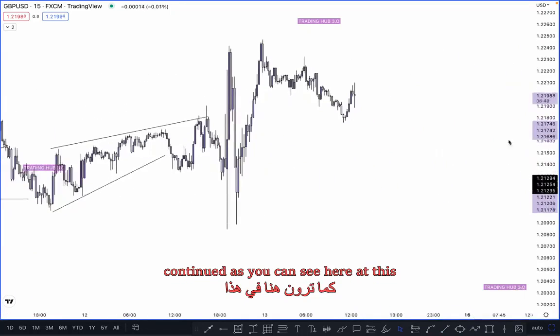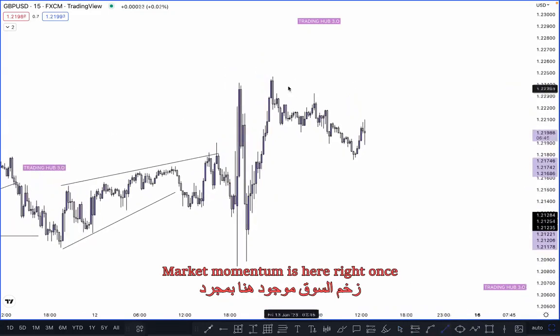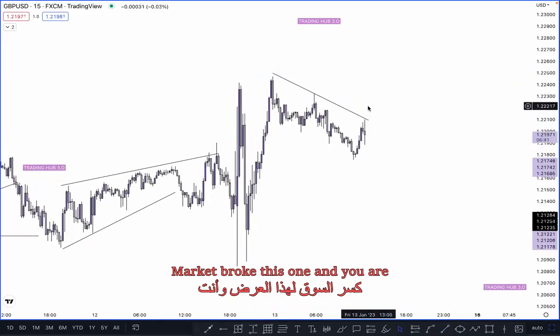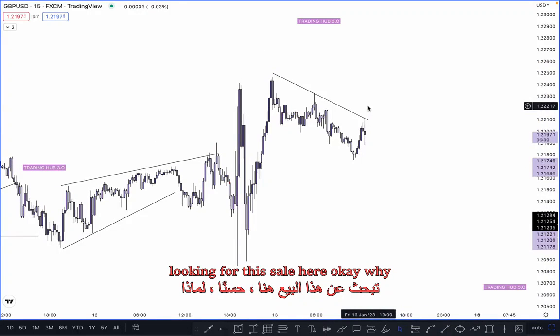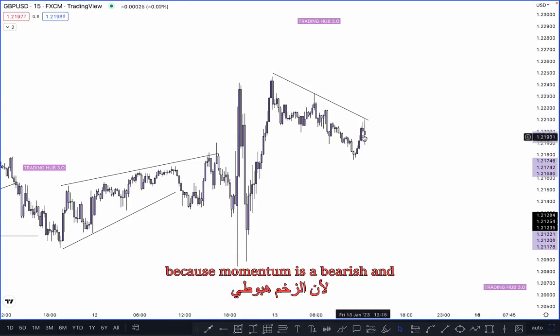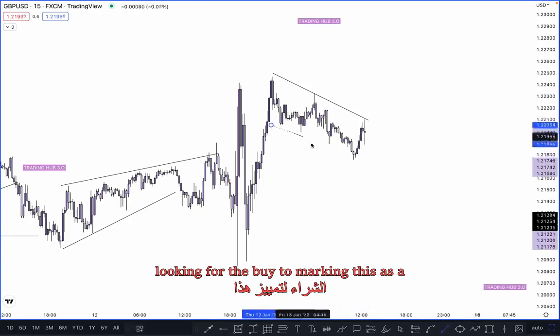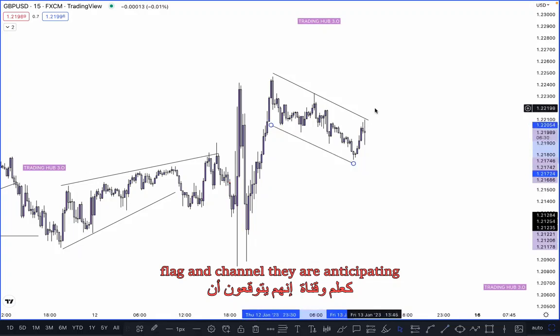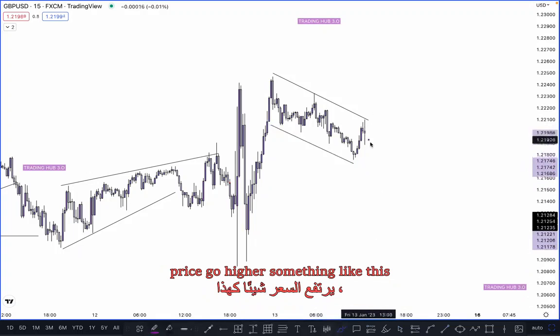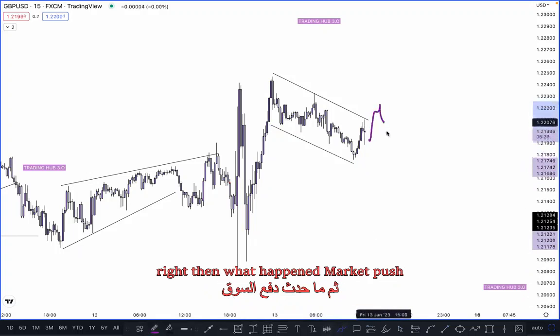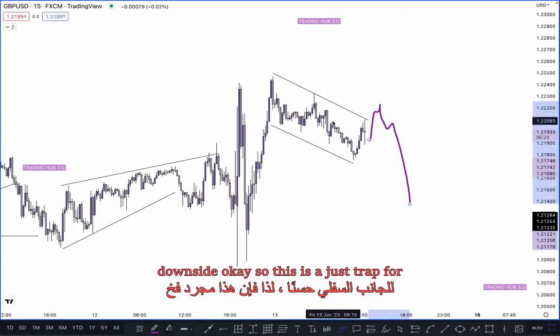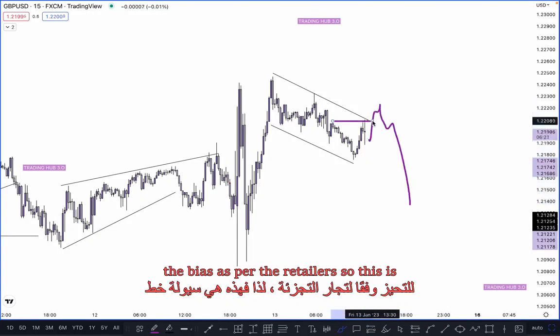As you can see here at this time, what is happening right now? Market momentum is here, right? Once the market broke this one, you are looking for the sell here because momentum is bearish. Some people are looking for the buy, marking this as a flag and channel. They are anticipating price to go higher, something like this, right? Then what happened? The market pushed downside. So this is just a trap for the buyers, as per the retailers.